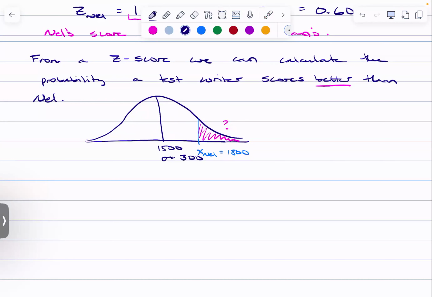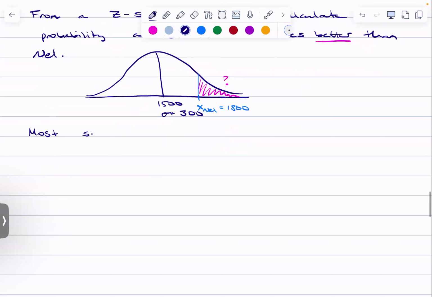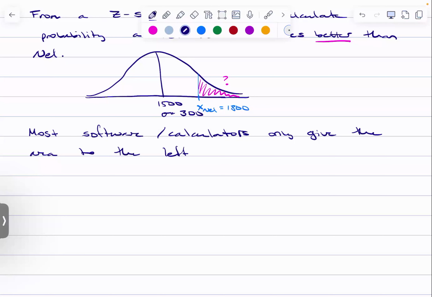And so most software or calculators only give the area to the left of a z of x, or z.